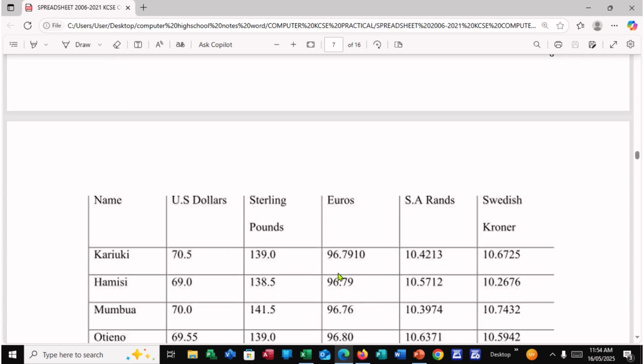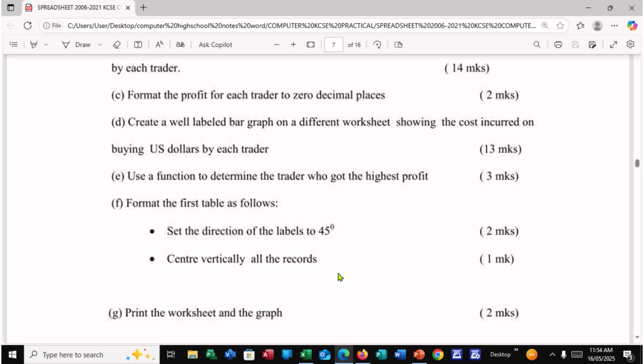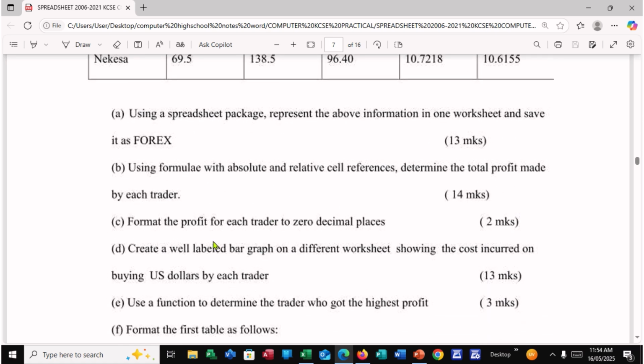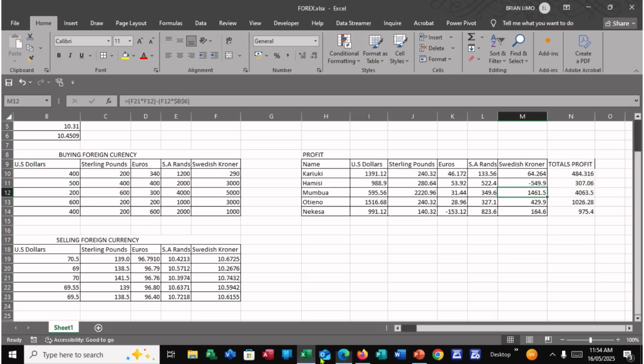They sold this one at the following rates. That is okay. So using a formula is absolutely what you have done. Format the profit for each trader to 0 decimal places. You're supposed to format this one to 0. So I move my pointer here and reduce the number of decimals to 0, so there is no decimal place. Then I apply some borders here.